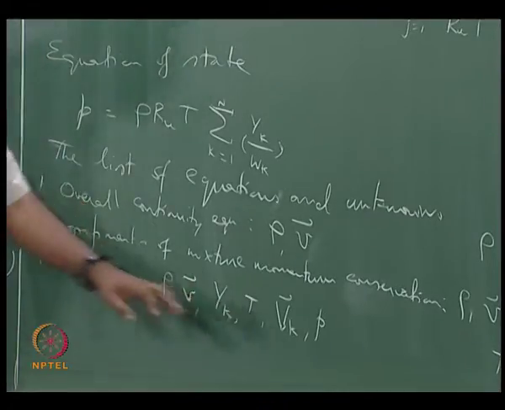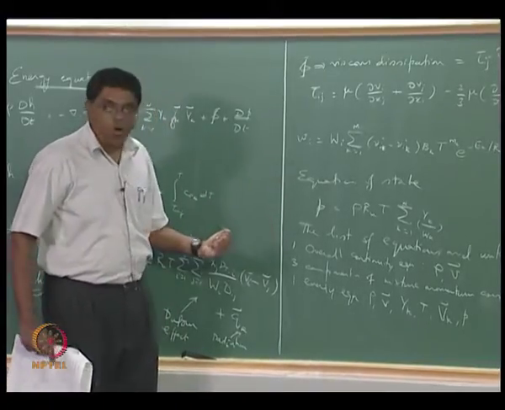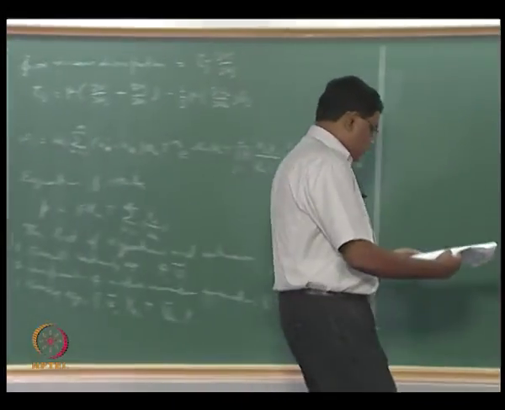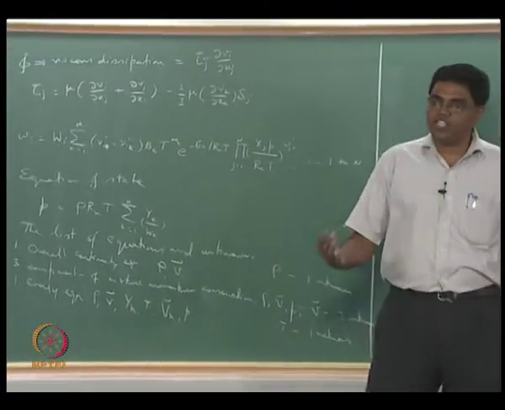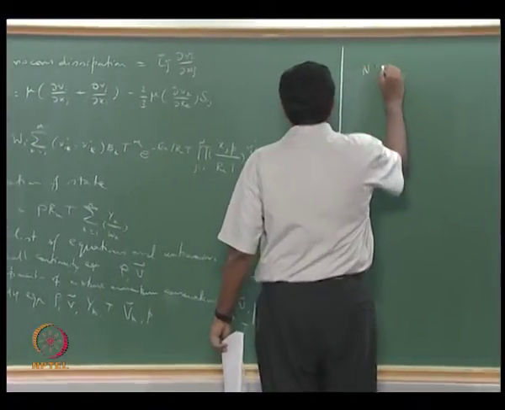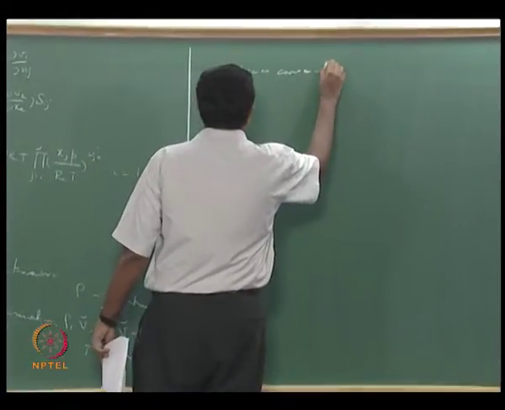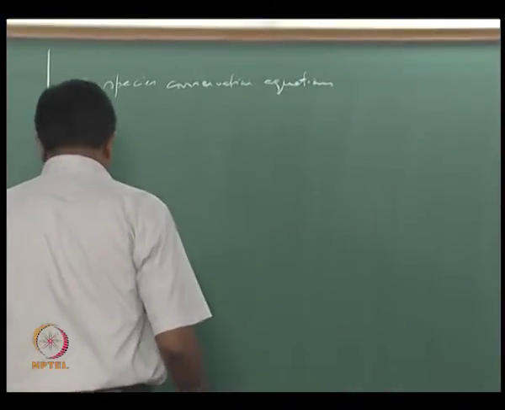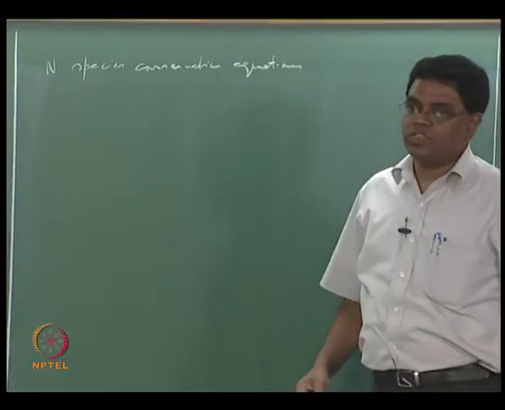So we are now hunting for 4n equations. So what is the first equation that we can think about that is like a set of n equations? That's the species conservation equations. So there are n species conservation equations.